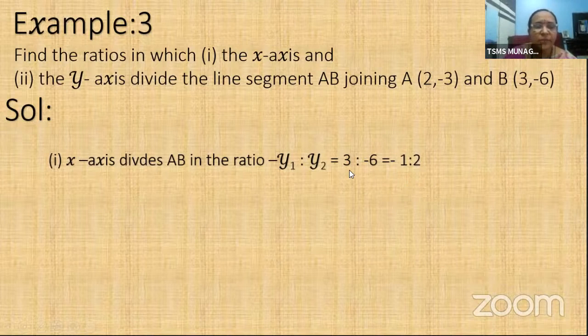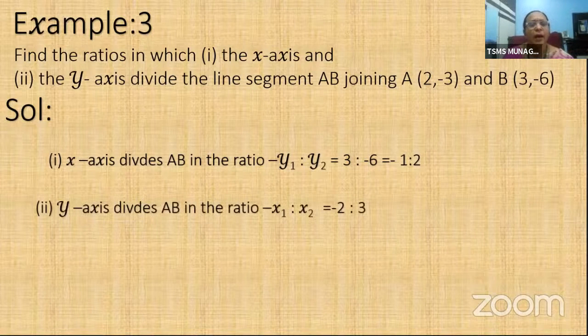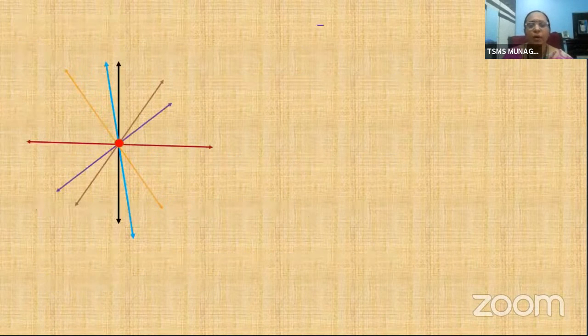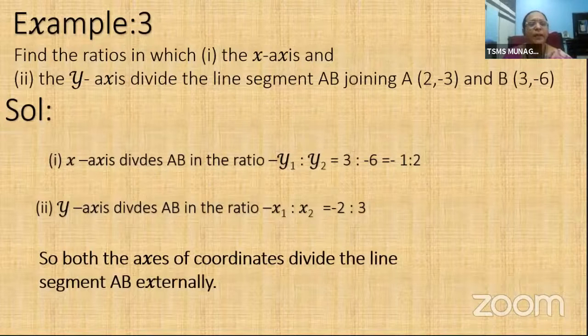So here again the ratio is negative. What do we understand? Again, we understand they lie on both the sides. Now, another second part is given. The y-axis divides AB in the ratio minus x1 is to x2. So here x1 is 2. So minus 2 is to x2 is 3. So the ratio in which y-axis divides is minus 2 is to 3. And so again we understand that both the axes of the coordinates divide the line segment AB externally.